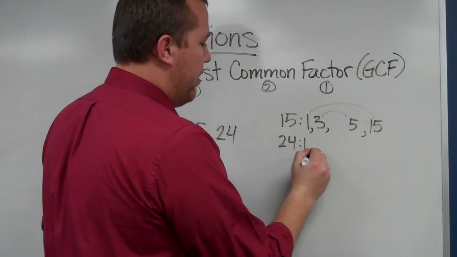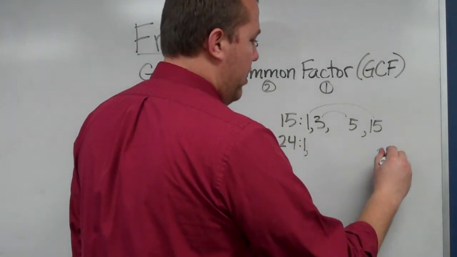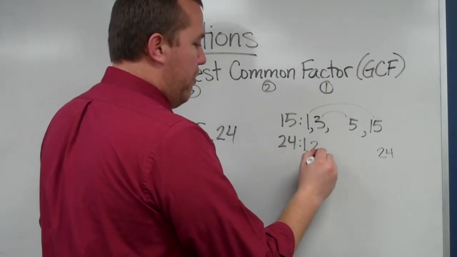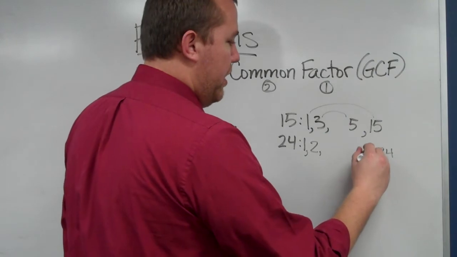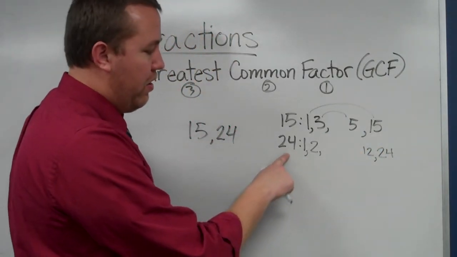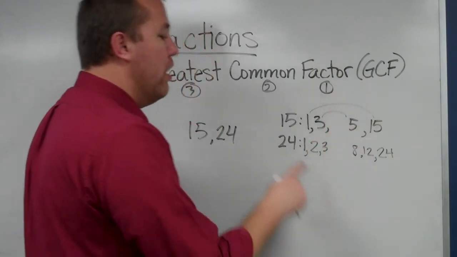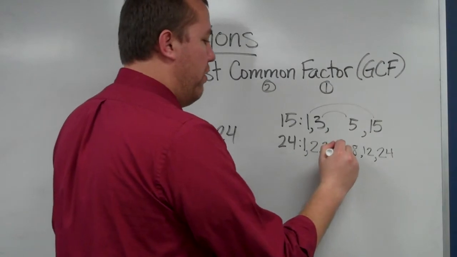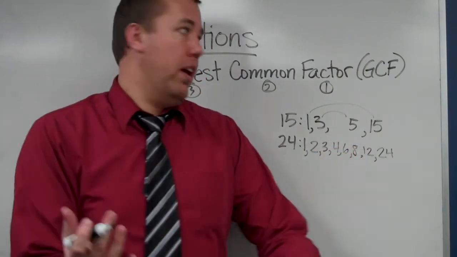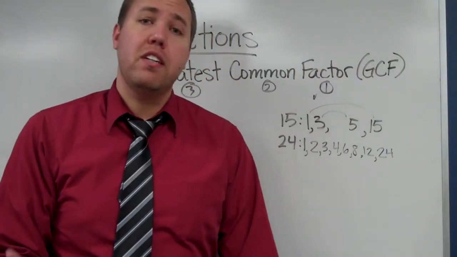Then with 24, 24 has lots of factors, but we always start with 1. 1 times what equals 24? 24, of course. 2 also goes into 24. 2 goes into 24 12 times. 3 goes into 24 because 2 plus 4 equals 6, and 3 goes into that sum. So 3 goes in how many times? 8. 4 also goes into 24, and 4 times 6 equals 24. Okay. We've listed the factors. Step 1, check, we're done. Move on to step 2.